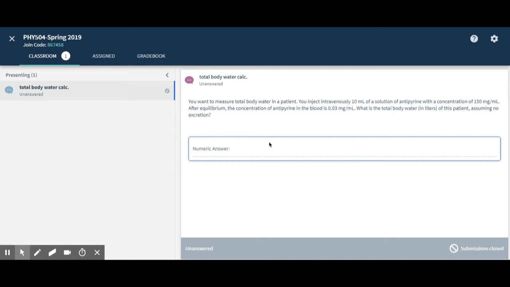10 times 150, right? So you have 10 mils at a concentration of 150, which gives you 1,500 milligrams. That is the mass that you have at a new concentration of 0.03. So 1,500 divided by 0.03 gives you 50,000 mils, or 50 liters. I put in parentheses in liters, but if you wrote 50,000, technically you're correct if you were thinking milliliters.